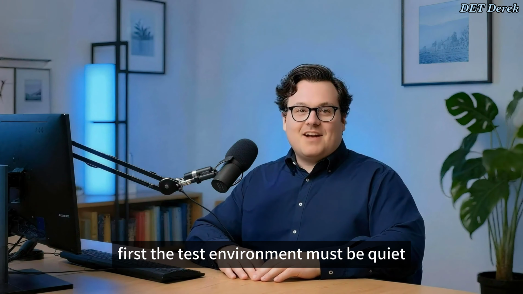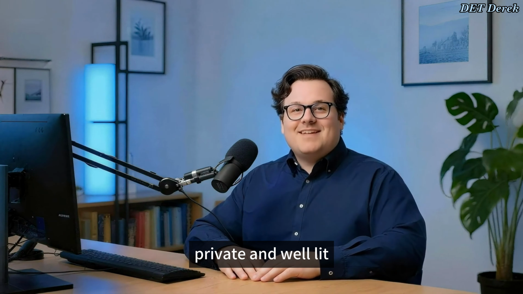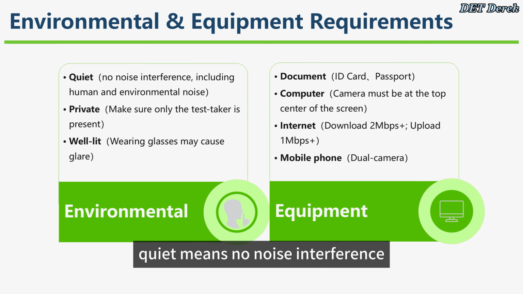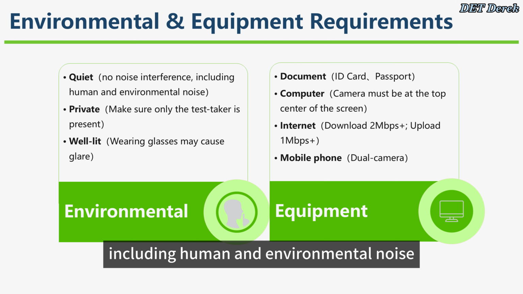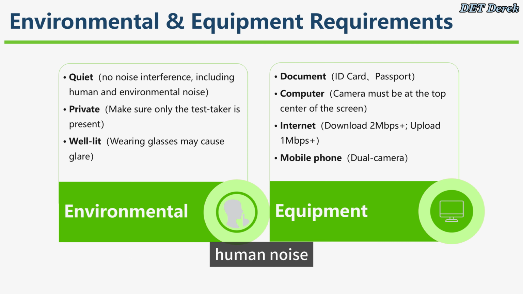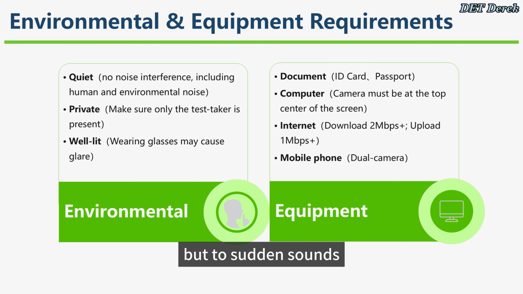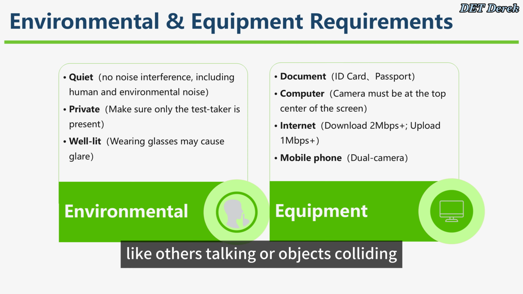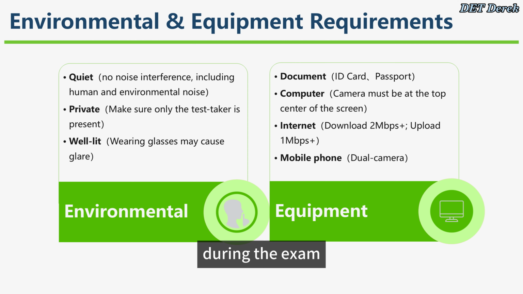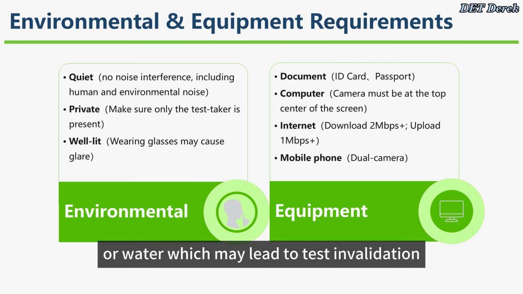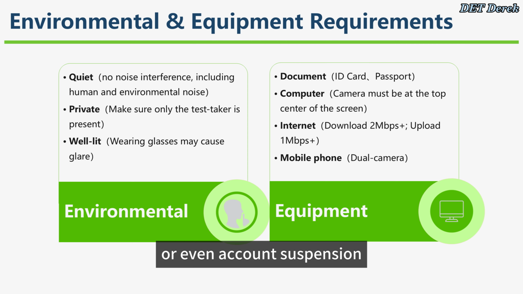First, the test environment must be quiet, private, and well lit. Quiet means no noise interference, including human and environmental noise. Human noise does not refer to the test taker's own voice during the test, but to sudden sounds like others talking or objects colliding during the exam, such as parents opening the door to deliver fruit or water, which may lead to test invalidation or even account suspension.